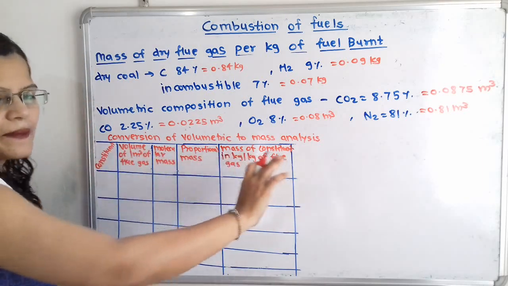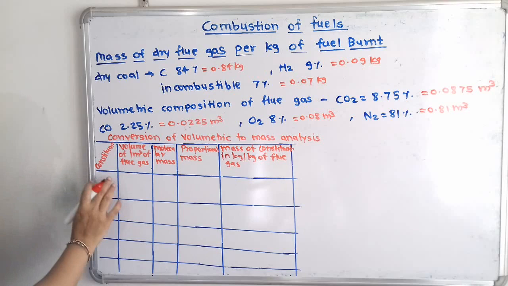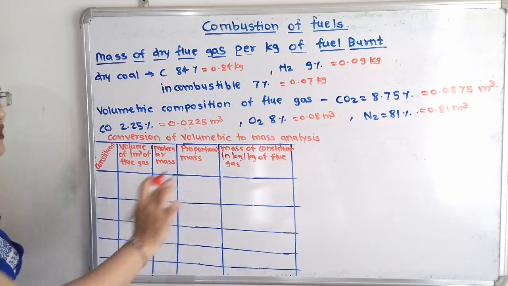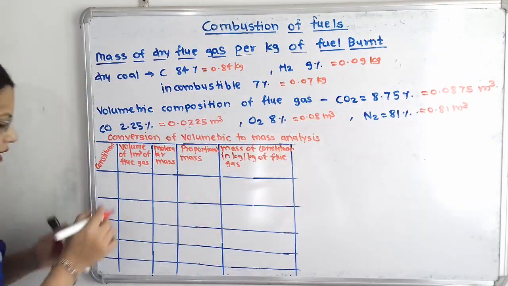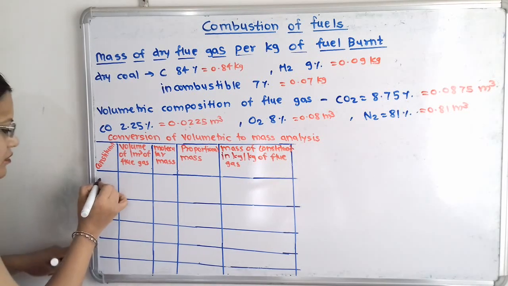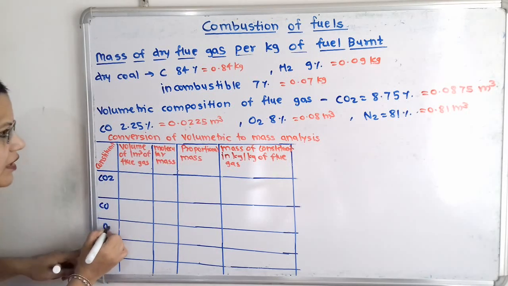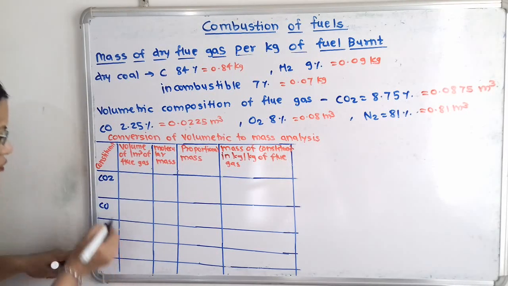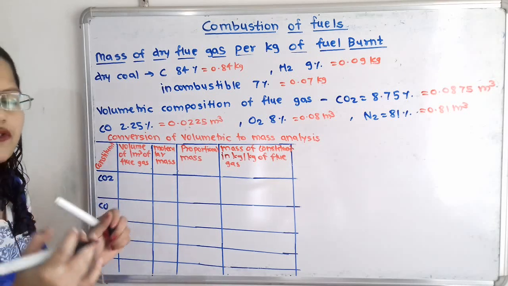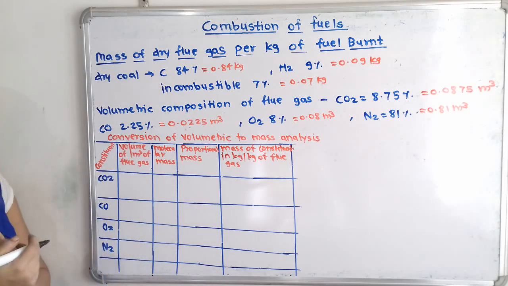So for that we will make one table. The first column is constituents. So what are the constituents in the flue gas? CO2 is there, so I will write CO2 as the first constituent. Then CO, then O2 and the last one is N2. So these are the constituents. Now in the second column we have to write the volume per 1 meter cube of flue gas.